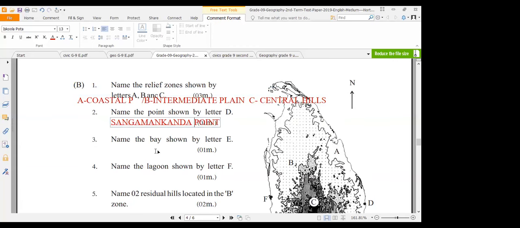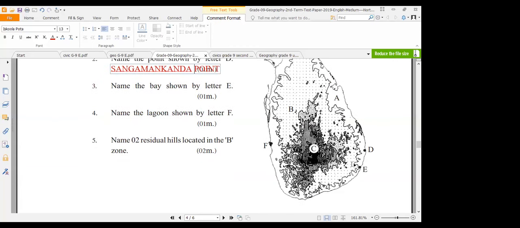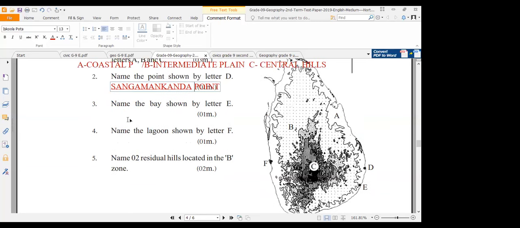Name the bay shown by letter E. Arugambe, yes. That is famous for the tourist industry. Name the lagoon shown by letter F. Yes, Migambu. Migambu lagoon, right?